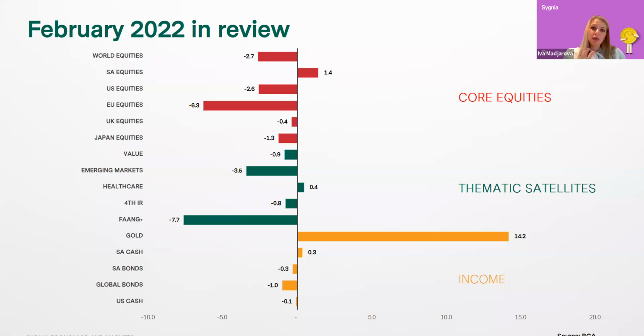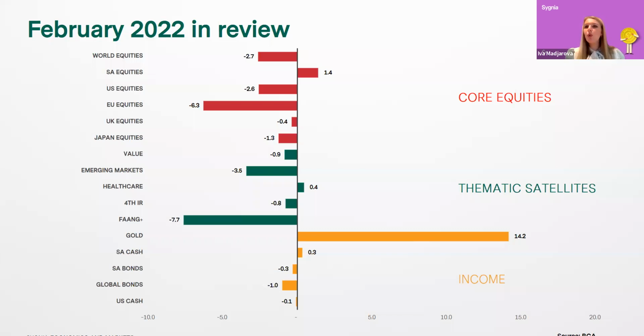The green bars represent our thematic satellites, which I'll chat about a little bit later on, but essentially these are equities as well, just categorized into certain themes. So we can see that value, emerging markets, the Fourth Industrial Revolution Fund, which is predominantly tech and innovation stocks, as well as the FANG Plus stocks, which is your Facebook, Amazon, Alphabet, Netflix, Google, they were all negative. And only really healthcare, which is often seen as a defensive sector, actually gave you a positive return for February.